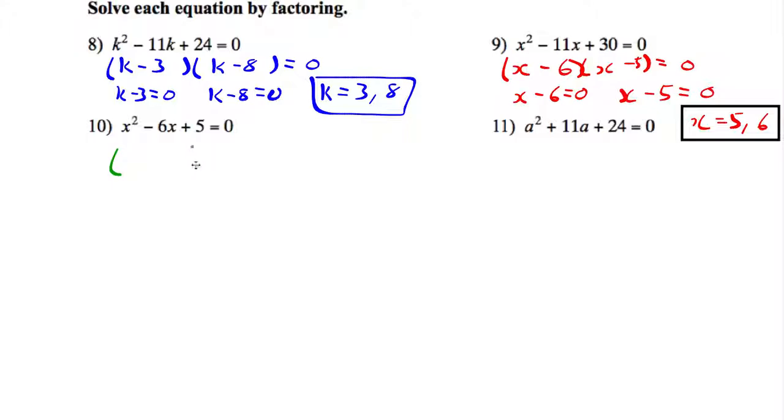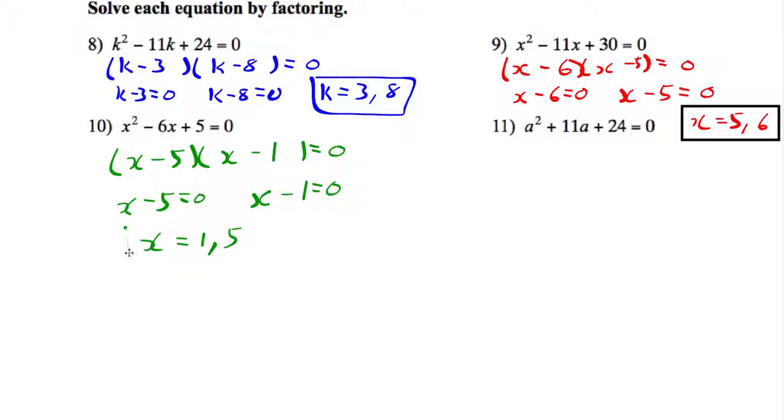And here, we're going to factor this. So this is going to be x minus 5 times x minus 1. So we get x minus 5 is equal to 0. X minus 1 is equal to 0. So we get x is equal to 1 and 5.